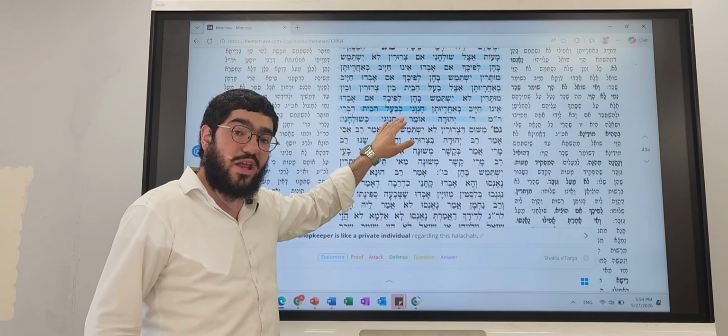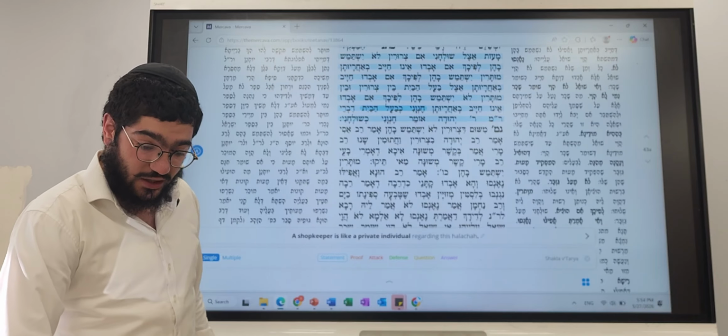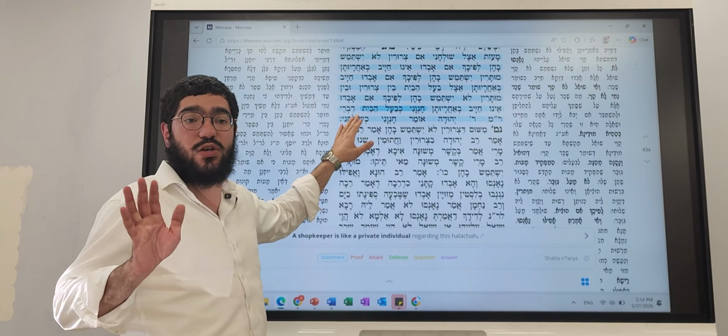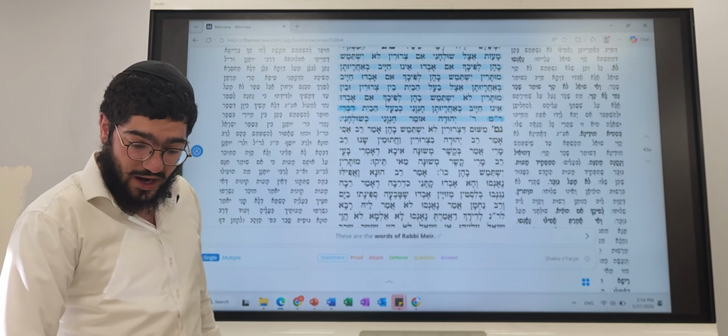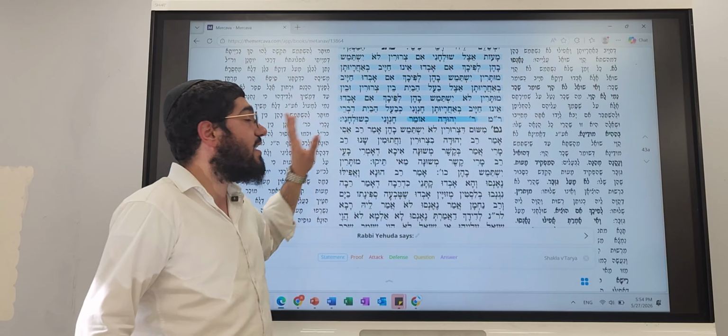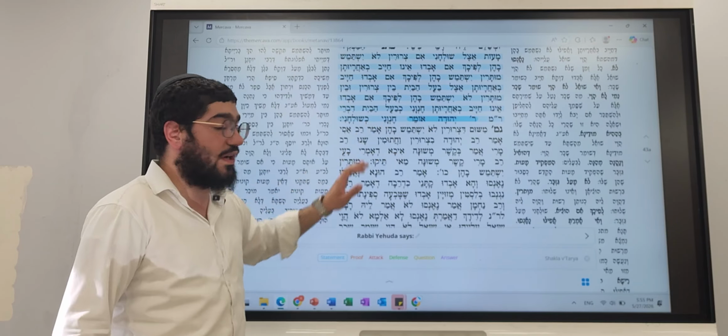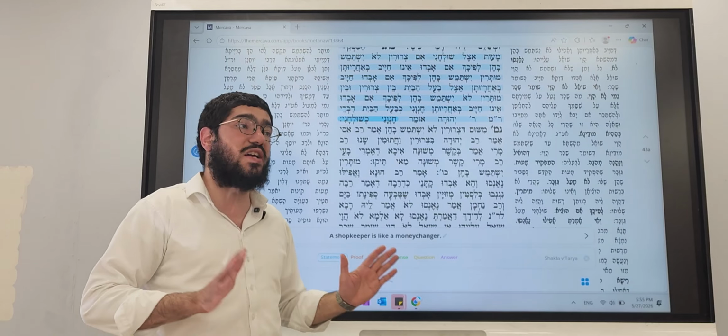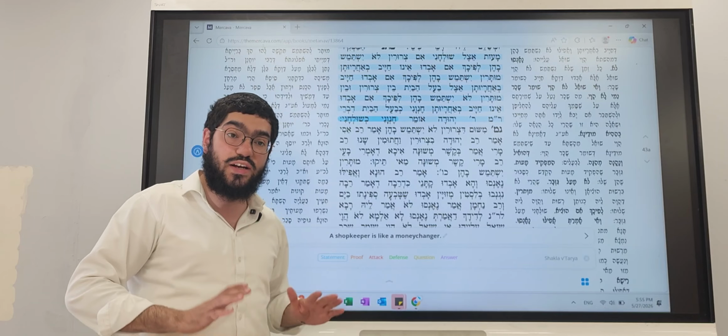Chenvani, third case now. Chenvani, what about a storekeeper? Says the Gemara, a chenvani is just like a balabais. You should never use it. Divrei Rabbi Meir, these are the words of Rabbi Meir. Rabbi Yehuda says, chenvani kishulchani. A storekeeper is just like a banker. If it's untied, then he's allowed to use it.